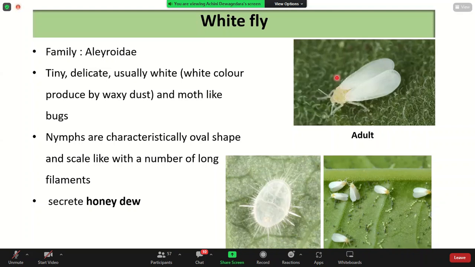They excrete something like a drop of sweet liquid, like a honey drop. So because of this honeydew, ants will come to these plants. When there are whiteflies, there are ants associated with them. Ants are the ones who take them from place to place.